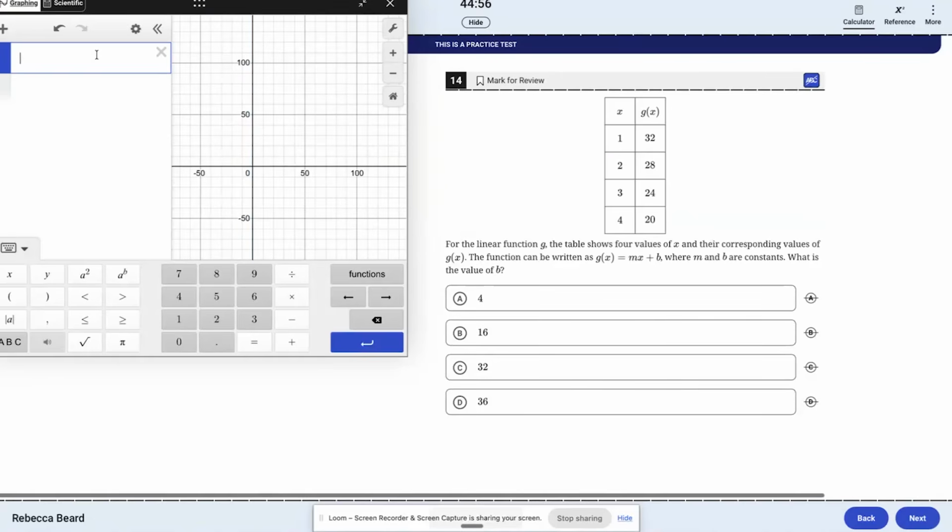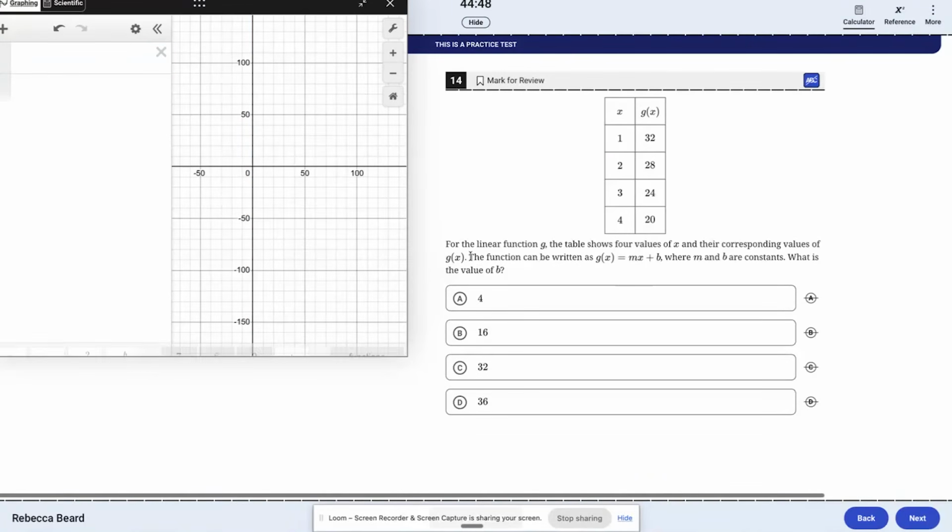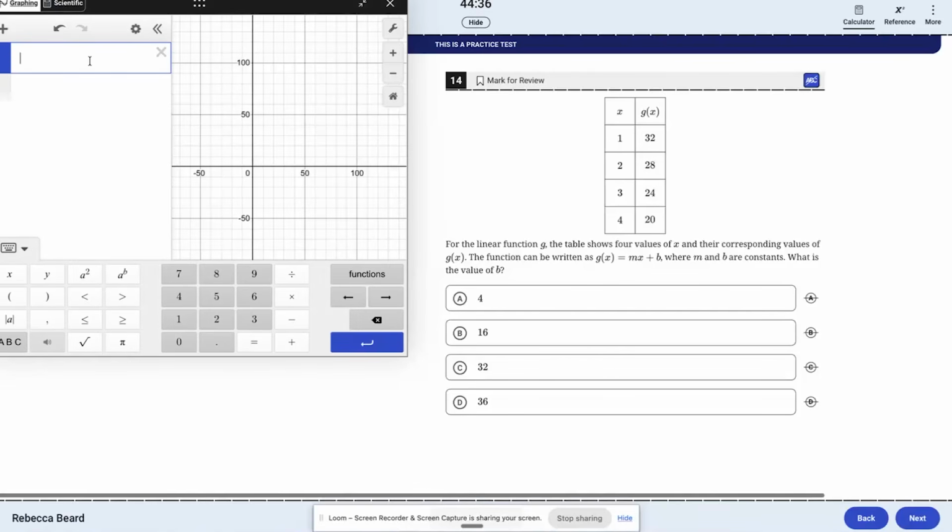Okay, this last tip is one of my favorites because honestly, I hate calculating slope by hand. So on number 14, it is asking for this g of x equals mx plus b, which is the good old y equals mx plus b, where m and b are constants. What is the value of b? So instead of just solving this by hand, do it way faster.